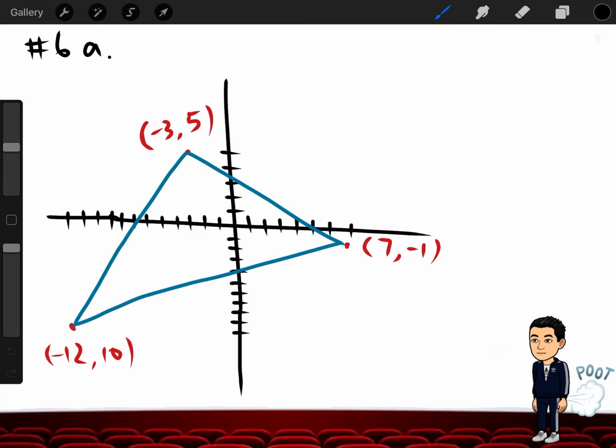So number 6, where I'm asking you guys to determine whether this is a right triangle. In order to find the right triangle, you don't have to use the distance formula, because I mean, it could help you, but that's just going to take more work. What you need to do is find the slope.